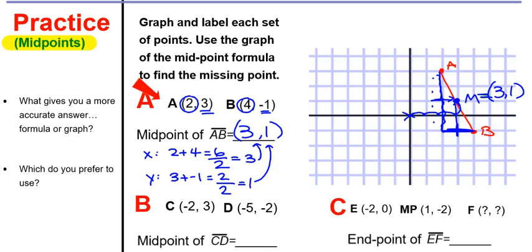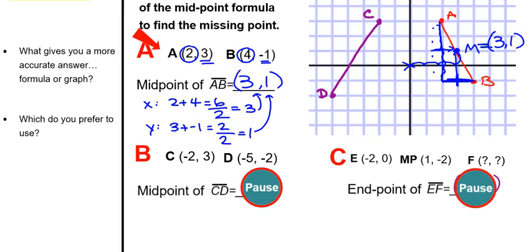What I would like you to do is pause this and try questions B and C, and then we can figure those out together if we need to. All right, for question B, I already have the points C and D put onto the graph. You can use your x values, negative 2 plus negative 5, and divide that by 2, and the y values, 3 plus negative 2 and divide by 2, and find your values.